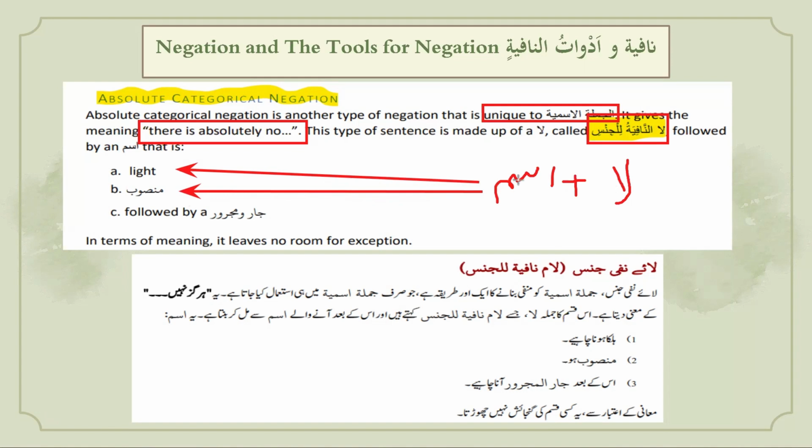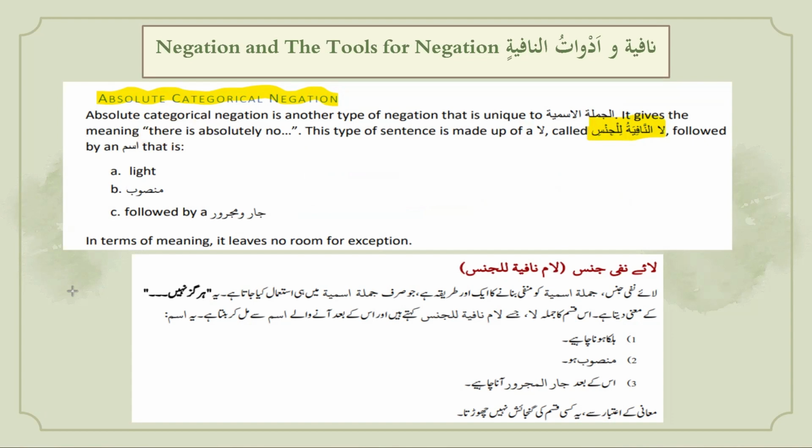After la plus ism, there can be jar majroor also. In most cases you will find jar majroor. Categorical negation means that for the category of this ism, there is no room for exception. This is the absolute categorical negation. Like when you say la ilaha illallah, you are saying there is no other deity other than Allah subhanahu wa ta'ala. That is categorical negation of deity other than Allah.